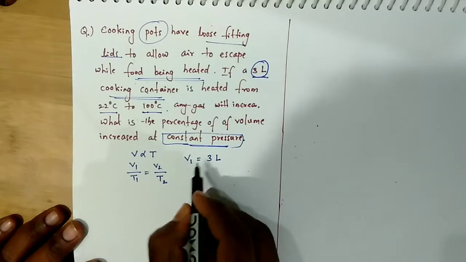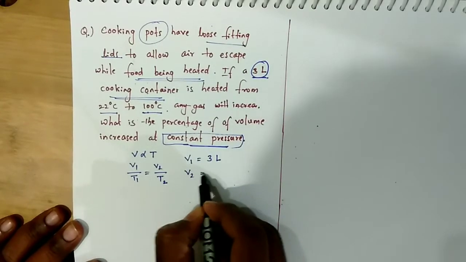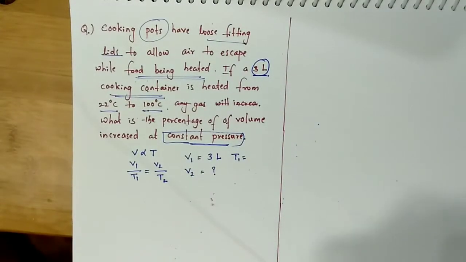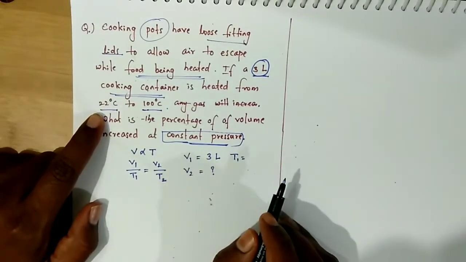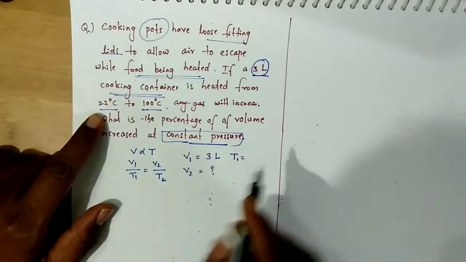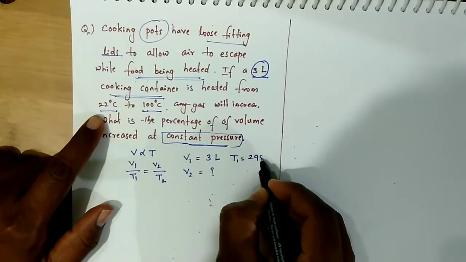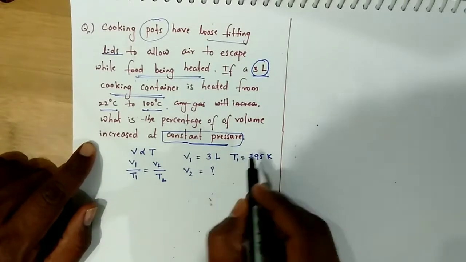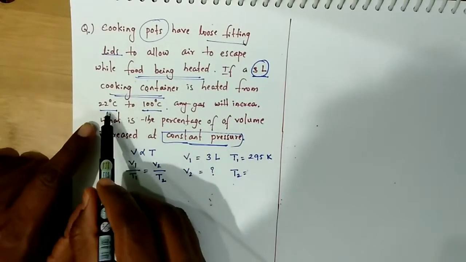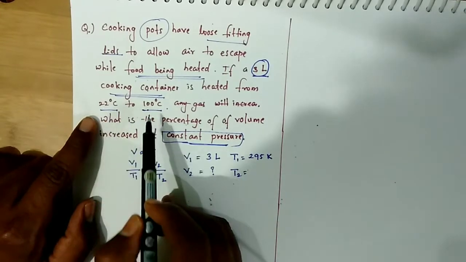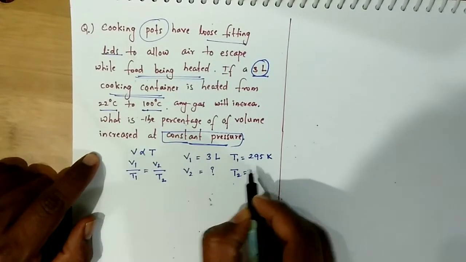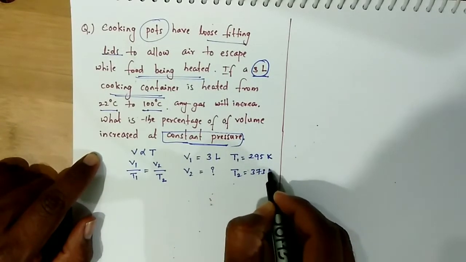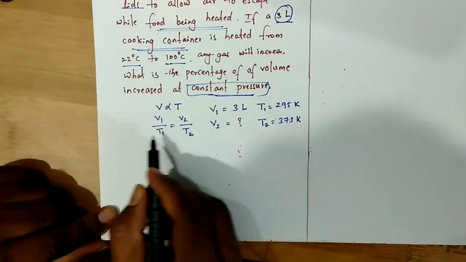3 liters. And for the final volume, first we have to find T1, the temperature given, 22 degree centigrade. Convert into Kelvin, it is 295 Kelvin. Always we must take Kelvin, capital T. And T2, from which temperature to which temperature? Here 22 degree centigrade to 100 degree centigrade. This also we convert to Kelvin scale, that is 373 Kelvin. So, substitute these values here.